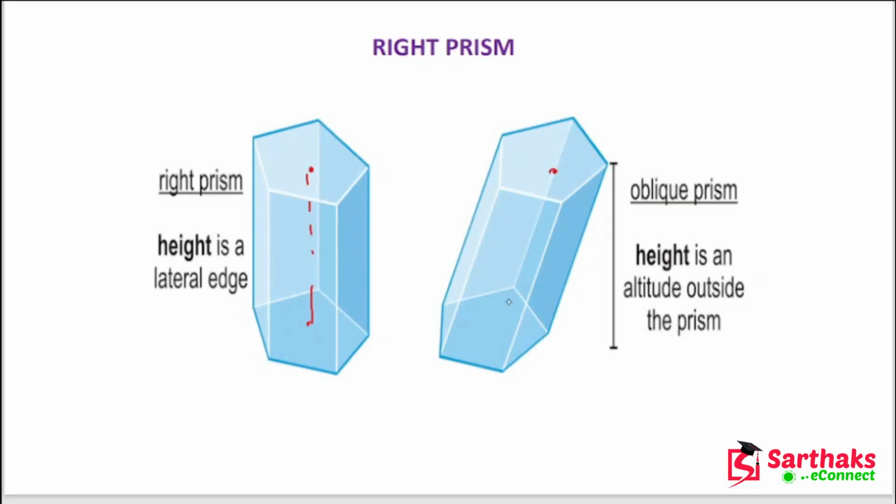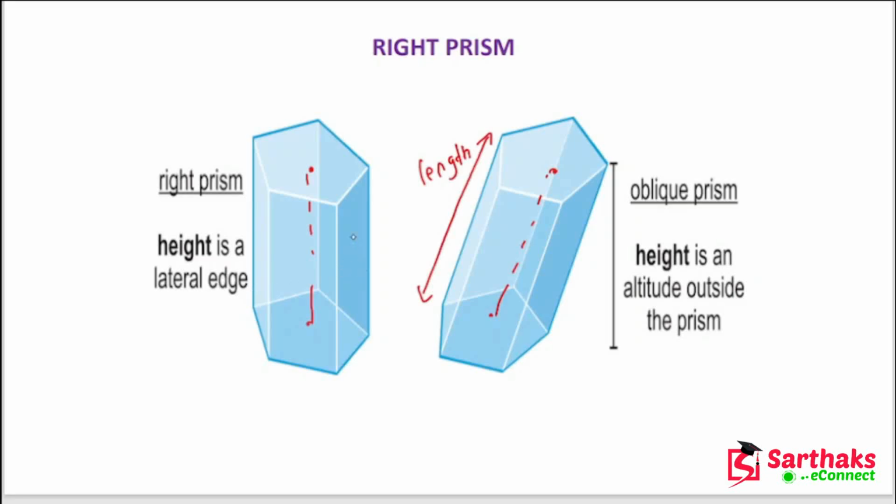Here this axis would be at an angle. The axis is again parallel to the lateral edges, I am not denying that. You can clearly see that the lateral edges are also at an angle. So the axis would be at an angle and the length would be the length of this particular axis. But here the height is an altitude outside the prism, and the height would obviously be different from the length. So this would be the axis and this would be the length only. The length of this axis would be the length of the prism.